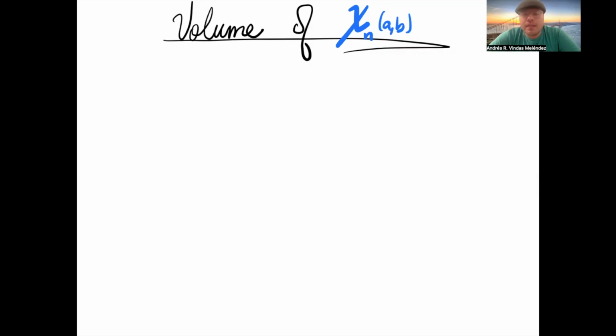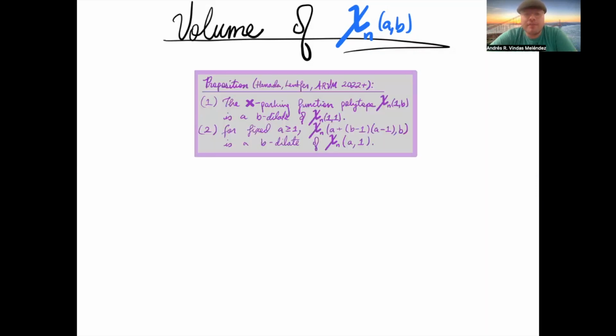And now we want to think about volume. Okay, so volume for the X parking function polytope. The first proposition says that if we take A equals 1, then for any b greater than or equal to 1, it would just be a b dilate of the classical parking function polytope. Remember, if we take our X vector to be 1, 1, 1, 1, 1, that's the classical parking function polytope.